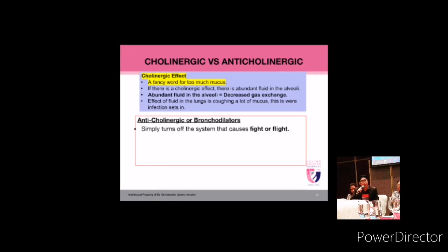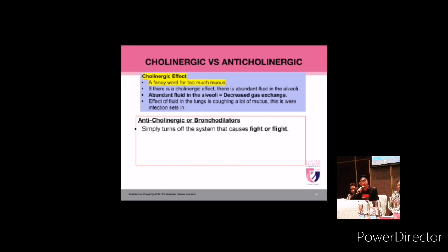Pero yung goal kasi natin ultimately is adequate gas exchange. And we can't do that if there is fluid. The effect of fluid in the lungs is coughing a lot of mucus. This is where infection sets in. An example of which is yung sinasabi nating pneumonia.